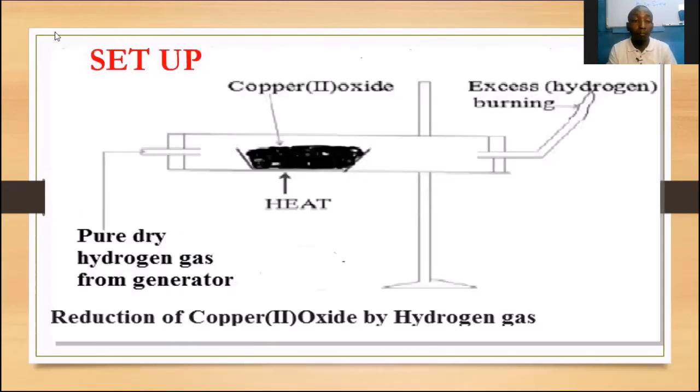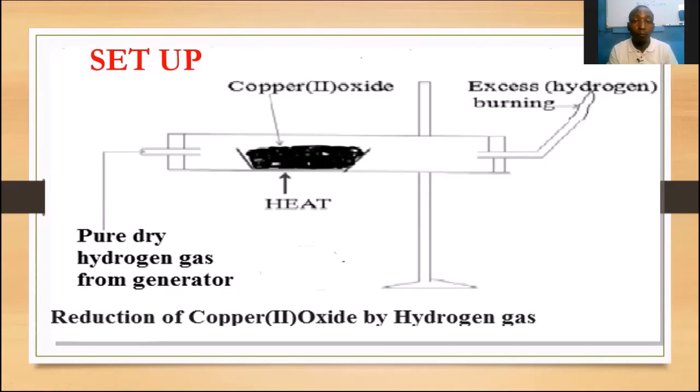Like you have that setup. You have dry hydrogen getting in, the black copper(II) oxide, the common question, observation here. So the black substance will change to brown. Yes, that is copper(II) oxide will change to copper metal. And of course, the excess hydrogen should be burnt. It should not be allowed into the air because it can easily catch fire and explode. A nice setup for you, my student there.